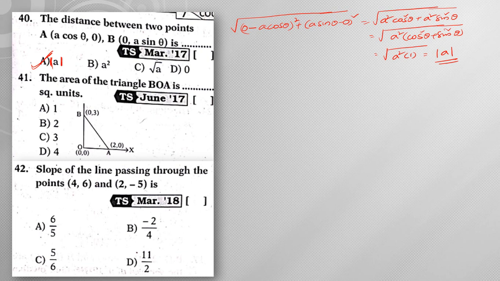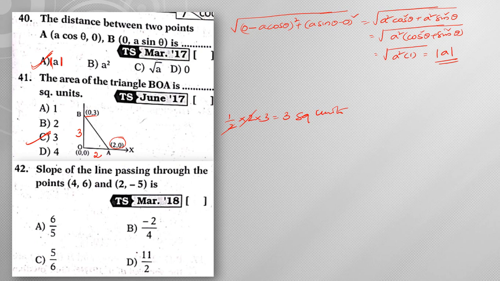Next, area of triangle. So already we know this approach. This length is 2 and this length is 3, because here it is (2, 0), hence this distance is 2, and here (0, 3), hence this distance is 3. So directly writing the formula, half into 2 into 3, so 2 gets cancelled, so this gives me 3 square units, right? Hence the answer is 3 square units.